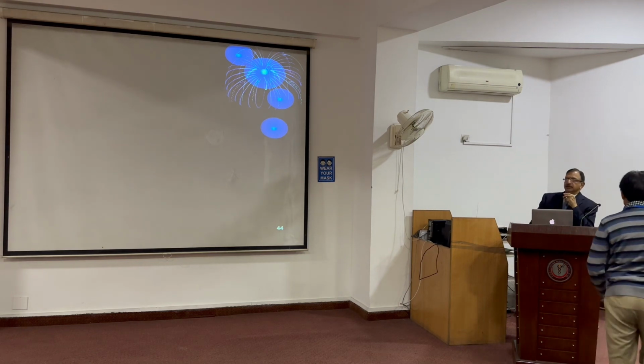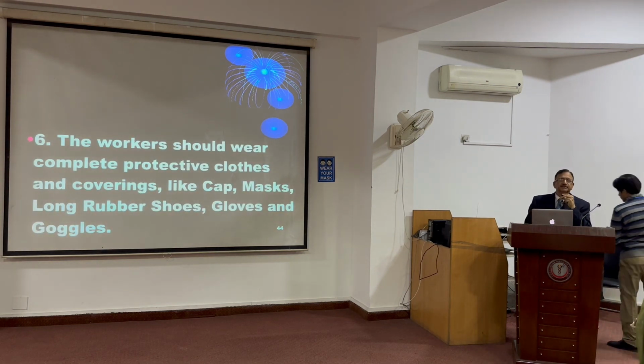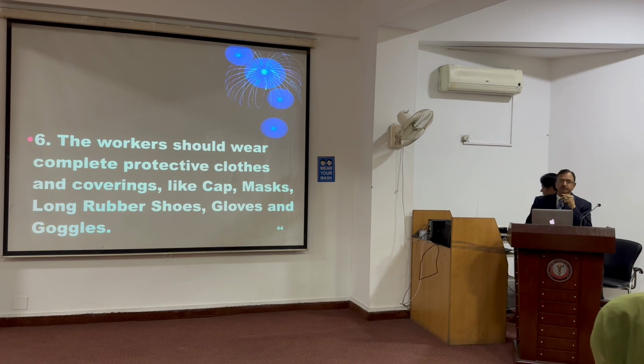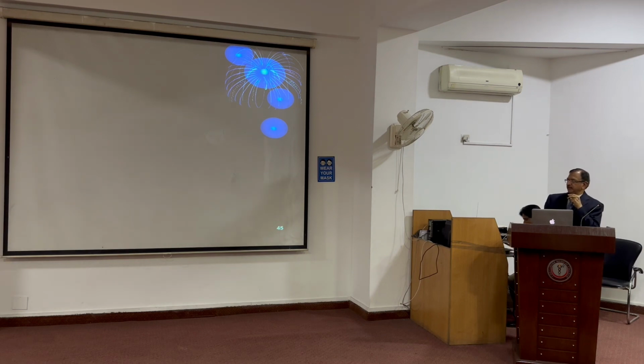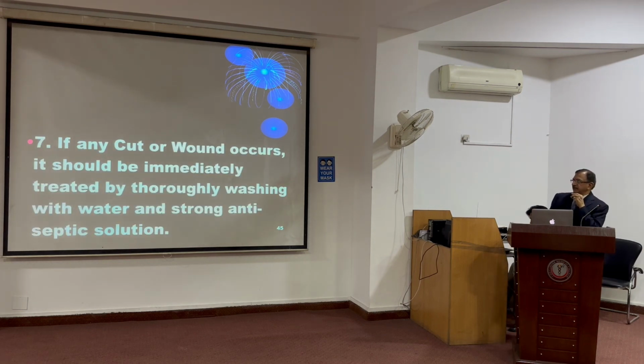And the most important, the workers should wear complete protective clothing. That is the cap, mask, the gloves, the long rubber shoes, the goggles, all the protective covering should be worn. Then if any cut or wound, what we call the wound which we get at autopsy?